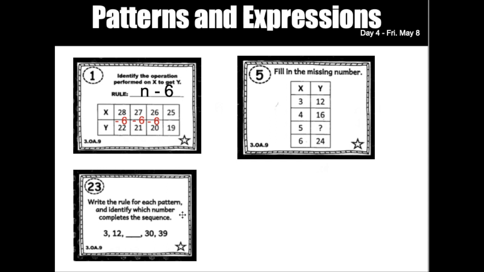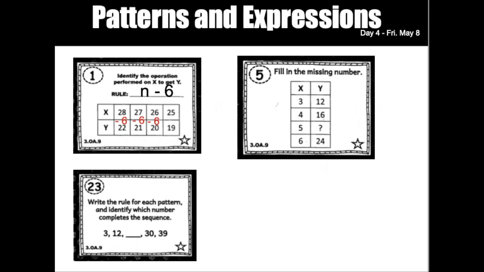Let's look at the one that says 23. It says write the rule for each pattern and identify which number completes the sequence. So 3, 12, 30, 39. The numbers are increasing. The pattern rule is getting bigger. So it's either going to be addition or multiplication. So let's first look at the first two numbers, 3 to 12. Well, I can times by 4. Now I'm going to look at the next two. Is 30 times 4 39? Definitely not. So the multiplication doesn't work.